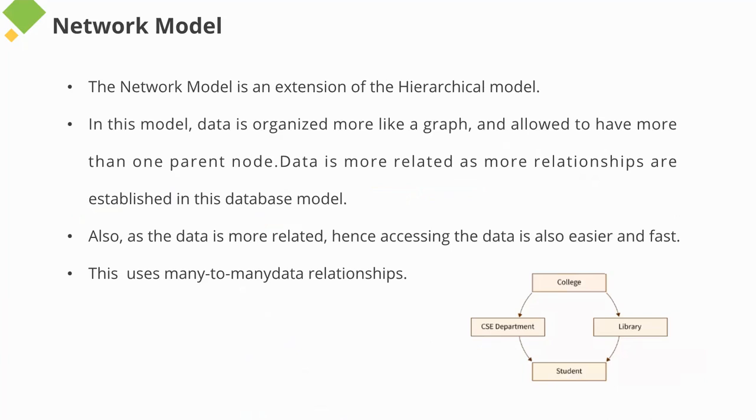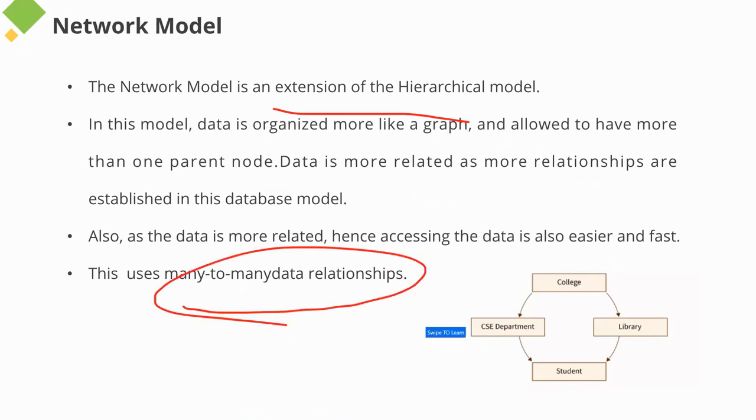Let's move on. The network model is an extension to the hierarchical model. The data is organized like a graph, not a single parent node with child nodes. It has more relationships, and as data is more related, accessing the data is also easier and fast. As compared to the hierarchical model, here we also use many to many relationships.